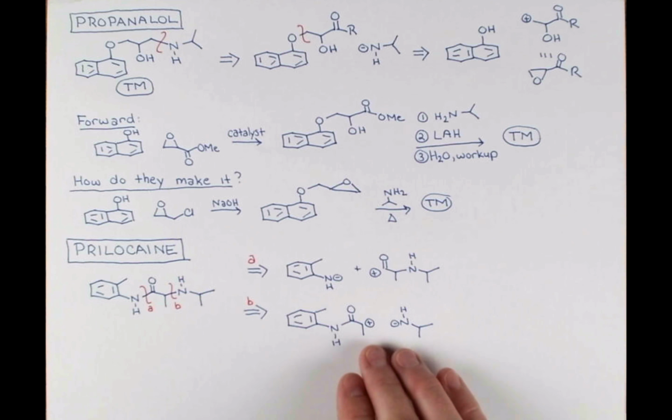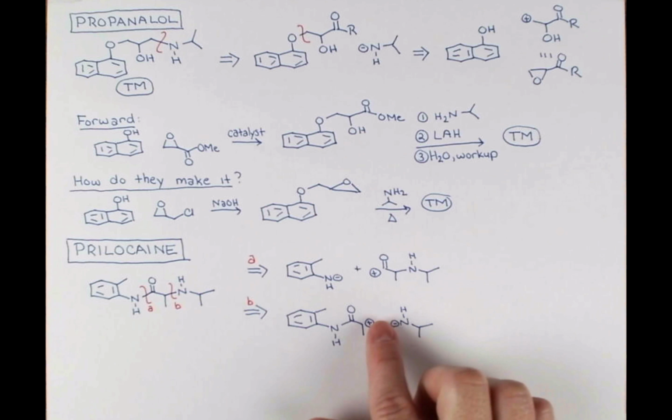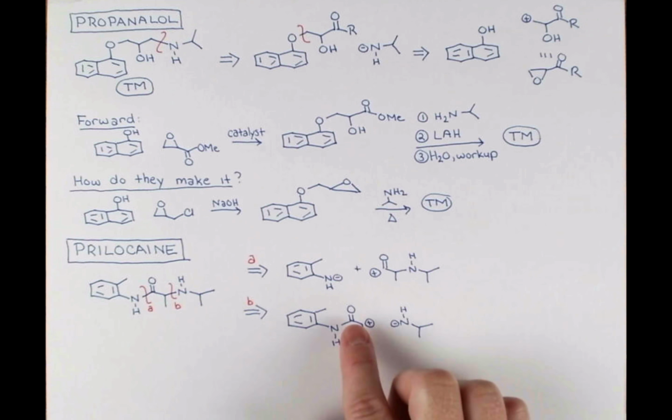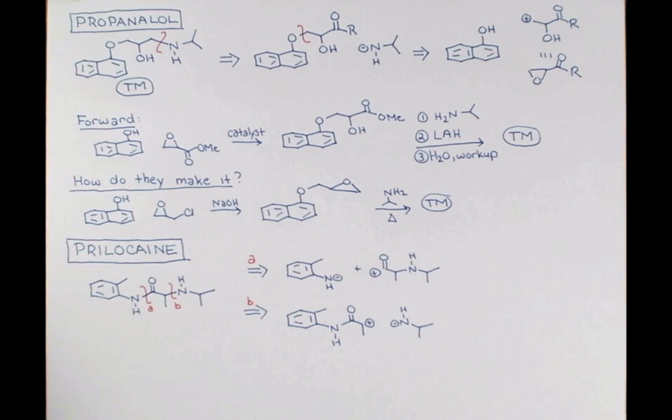We saw in previous videos that it's pretty straightforward to install a halide next to a carbonyl, and so this is a pretty good synthon too. It's really not obvious to me here which route we should choose, so what I'm going to do is cleave another bond and go back one more step to see if I can make some sense of this.